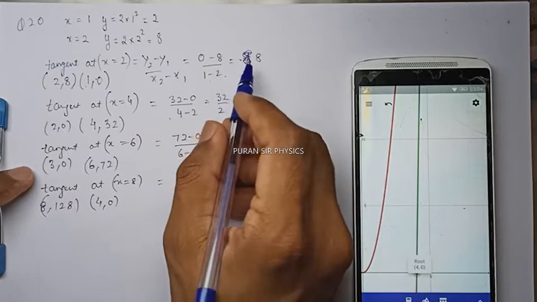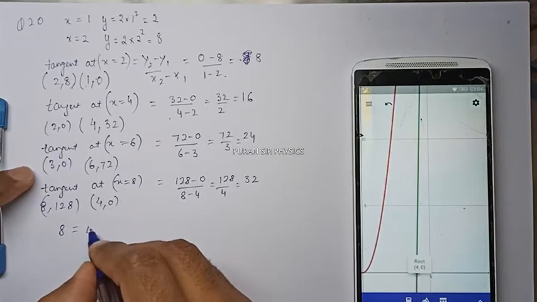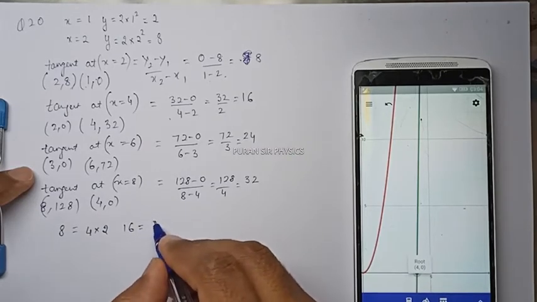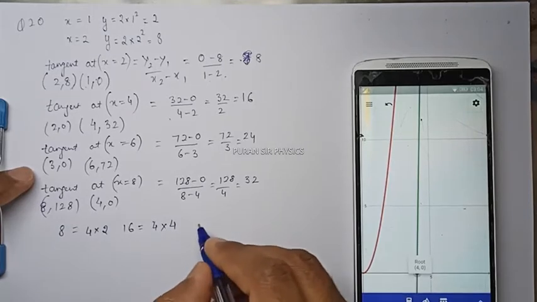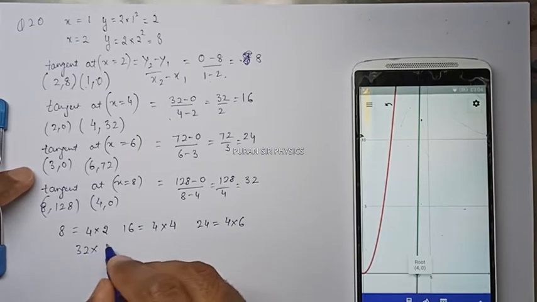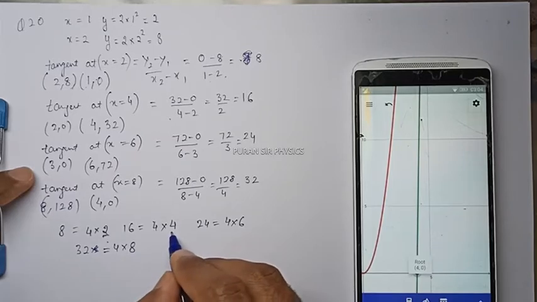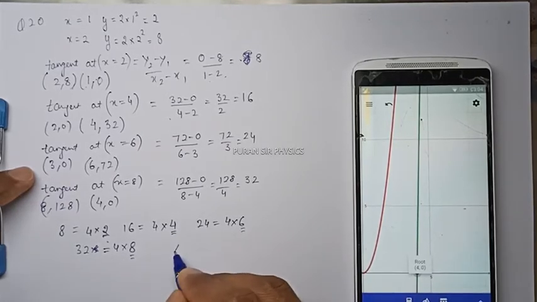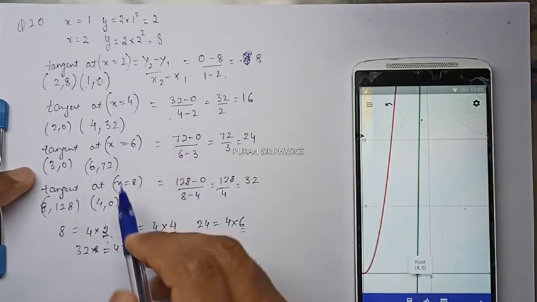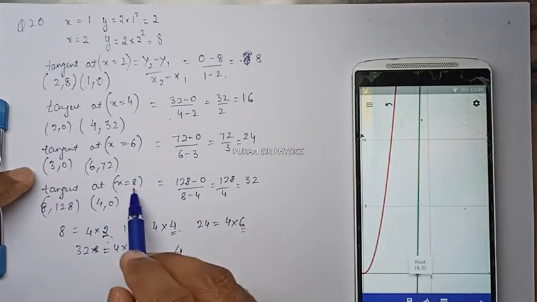So if we see these values, in the first case 8 can be written as 4 into 2, and 16 can be written as 4 into 4, and 24 can be written as 4 into 6, and 32 can be written as 4 into 8. So clearly you can see here 2, here 4, here 6, here 8. So basically what is this 2? In this case x was 2. In the second case x was 4, so here it is 4. In the third case your x was 6, so here it is 6. And in the fourth case x was 8, so here it is 8.